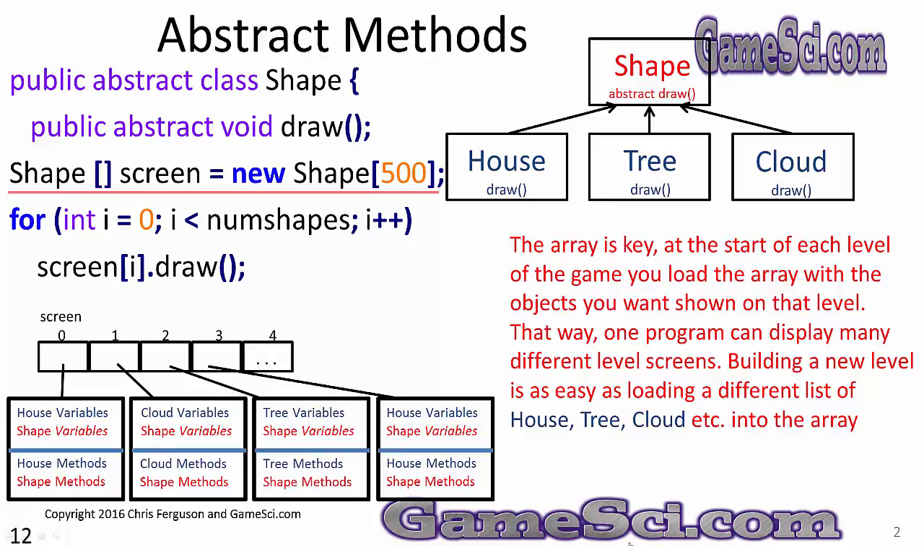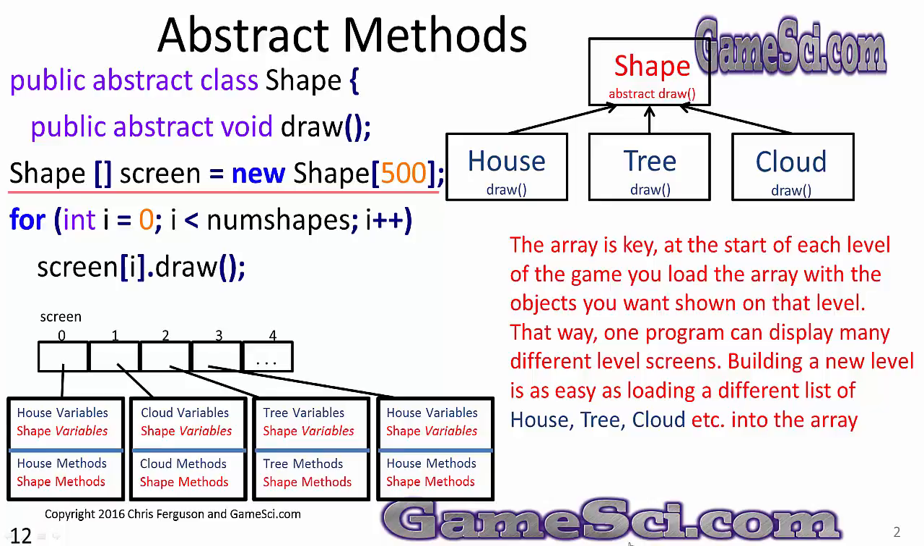The array is key. At the start of each level of the game, you load the array with the objects you want shown on that level. That way, one program can display many different level screens. Building a new level is as easy as loading a different list of house, tree, or cloud objects into the array.